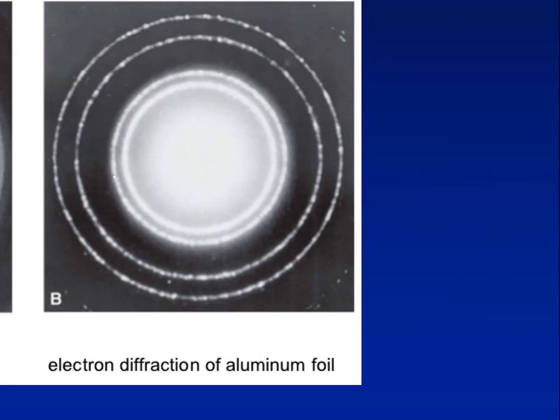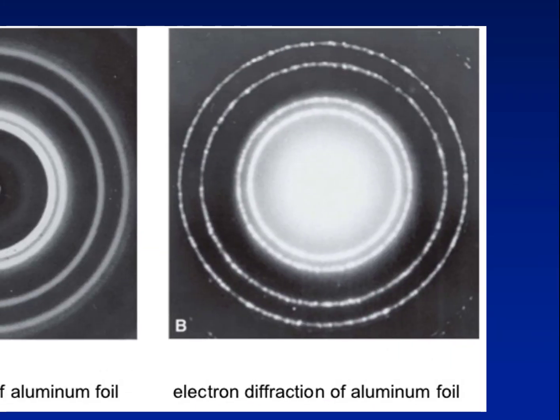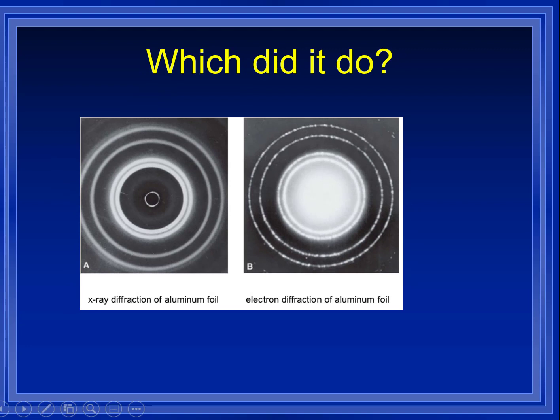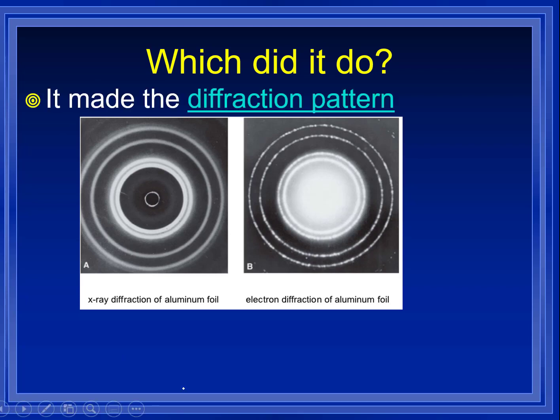Second picture. That's an electron. That's what happened when they shot electrons at aluminum. They got a light ring and a dark, a light, dark, light, dark. Can everybody see how these two pictures are similar to each other? So if the one on the left says X-rays are a wave, the one on the right says electrons are a wave. It's the diffraction pattern. Electrons are waves.